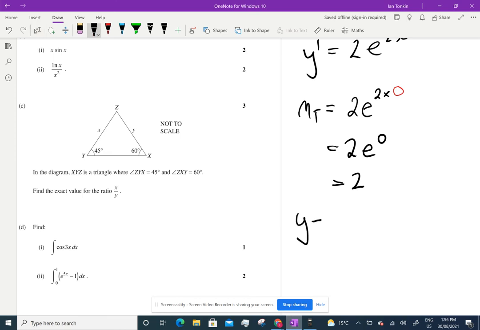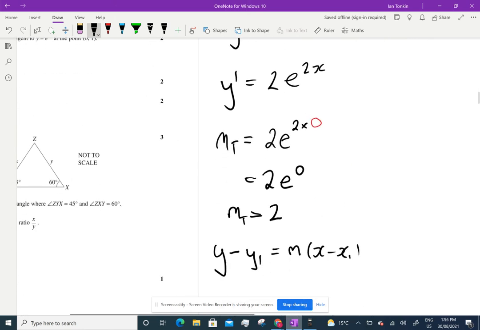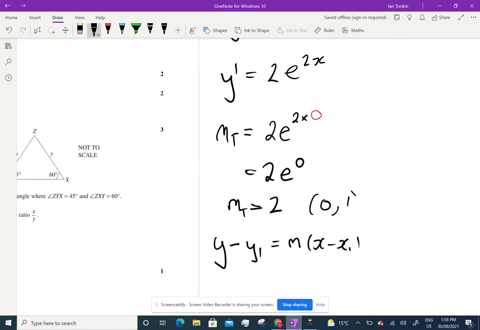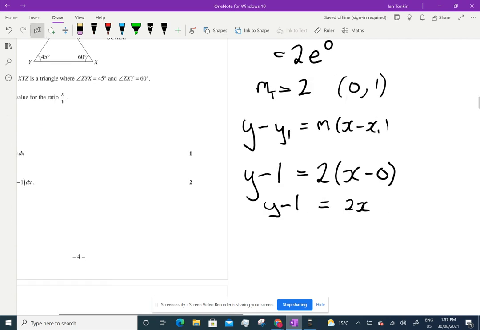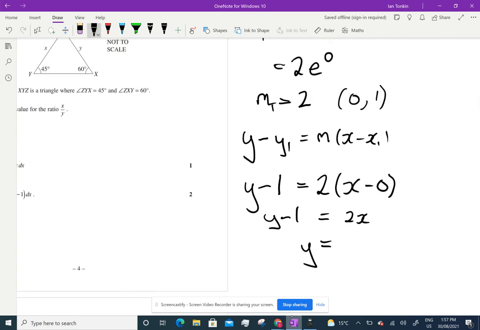I'm going to use y minus y1 equals m times x minus x1. I've got my gradient, here it is, and I've got my point, (0, 1). So y minus the y value, 1, equals 2 times x minus the x value, 0. y minus 1 equals 2x. Take that 1 over the other side: y equals 2x plus 1.